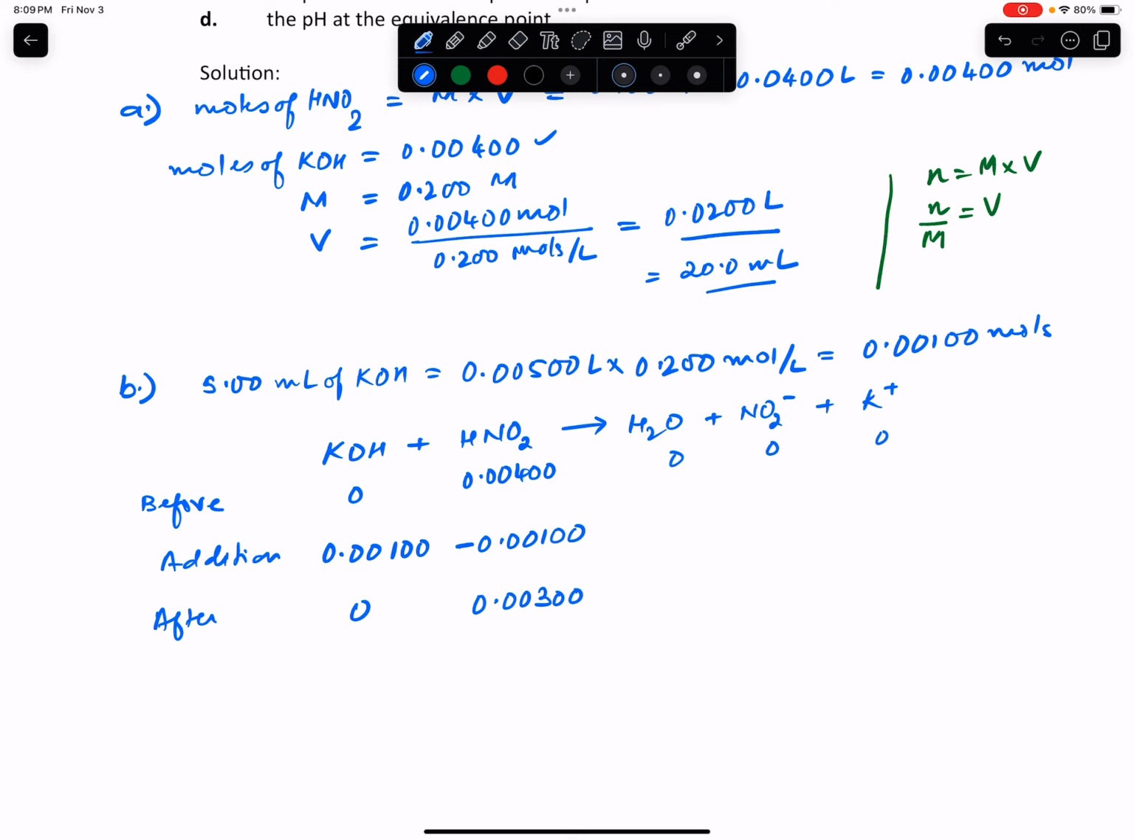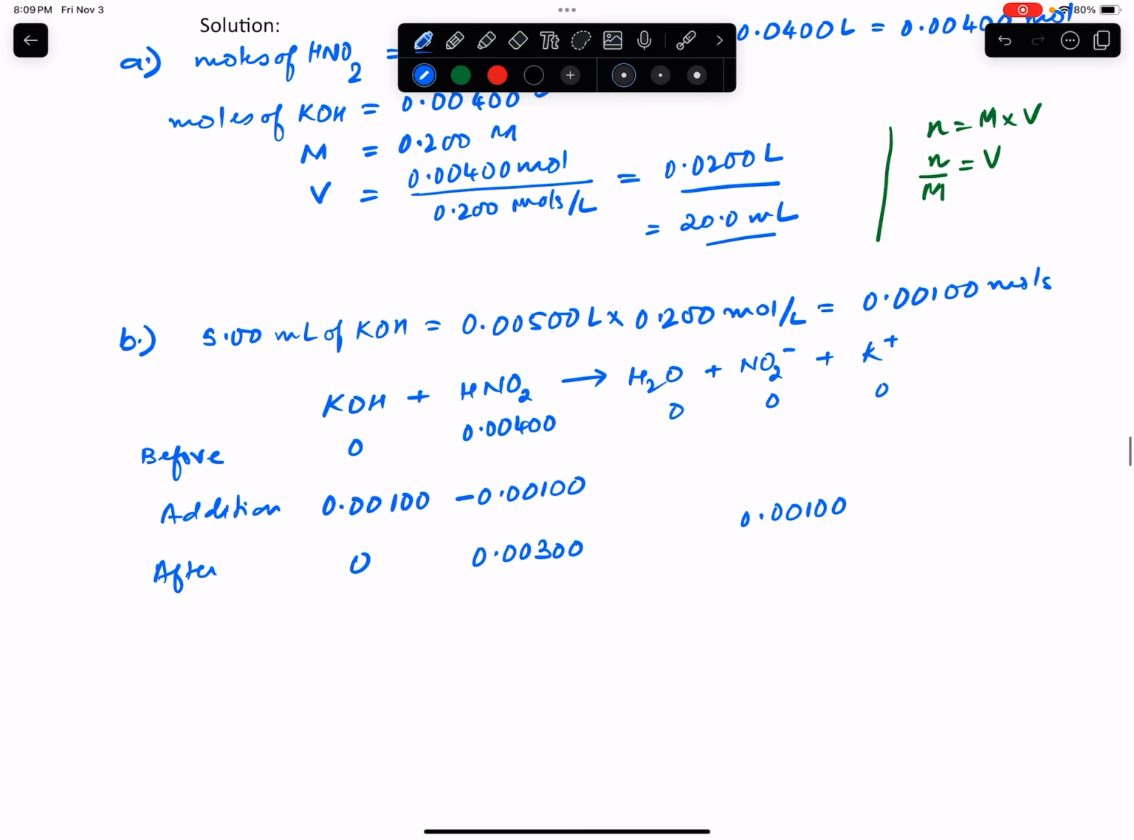And from the neutralization of the acid, we should generate the same amount of conjugate base. So that should be 0.00100 moles, because this many moles of acid were neutralized, so that should be the same number of moles of conjugate base generated. Once we have that, now all we have to do is figure out the pH, we have to treat this as a buffer.